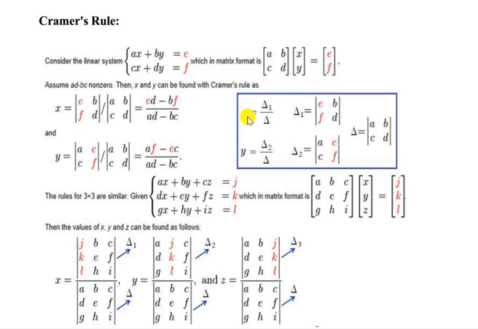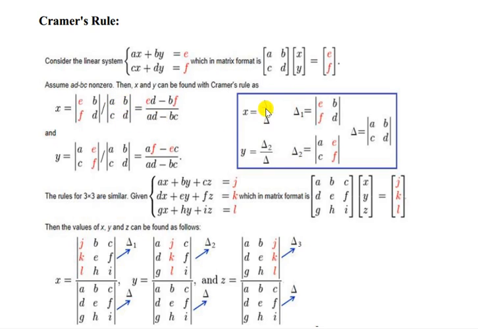To find out value of X, we have to find out determinant del 1 by del. So first this determinant del, that is nothing but the value of this matrix. Okay, that is A, B, C, D. How to find out? A into D minus B into C.